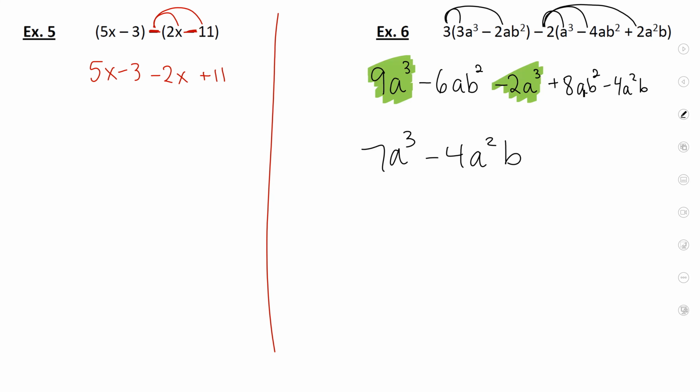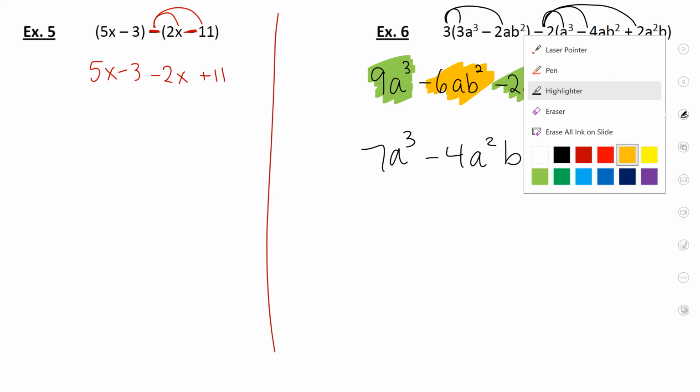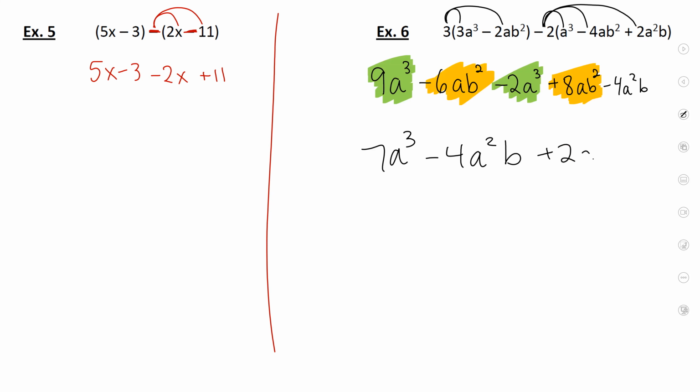Now, my like terms, these are my like terms, the ab squareds. They both match. So -6 plus 8 is 2. So this will be plus 2ab squared. And that's it, that's your answer. Okay.